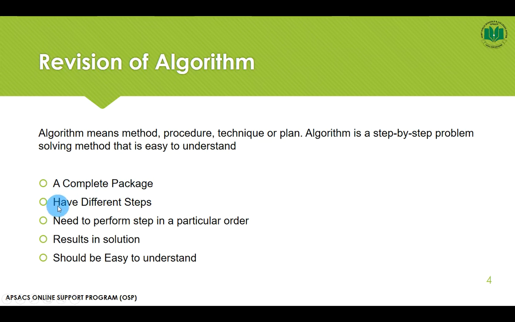Then it has different steps. Not all the steps are the same, but the steps are different. Then we need to perform these steps in a particular order to get our solution, to get our problem solved. Then an algorithm results in a solution. After the completion of an algorithm, it gives us the solution of the problem. And algorithm should be easy to understand, which is the most important factor.